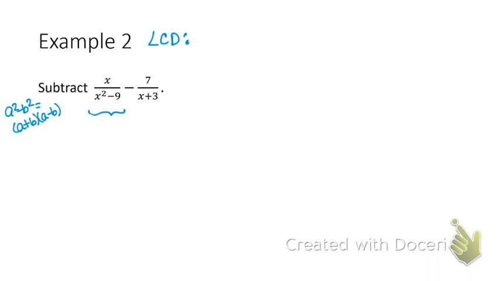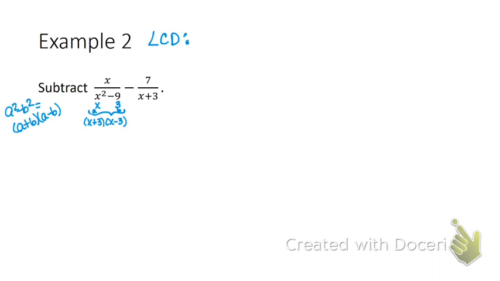So that means you need to find the square root. So what's the square root of X squared? X. And the square root of 9. So when we plug that in, that's my A and that's my B now. So it's going to be A plus B times A minus B.